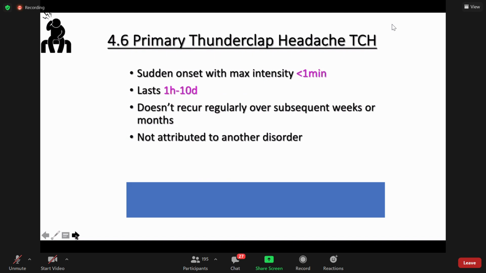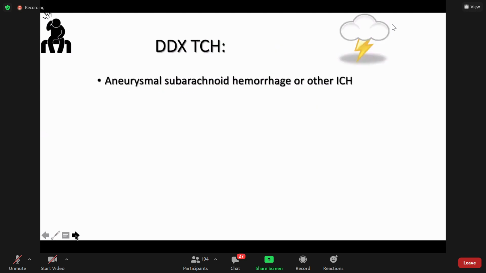Thunderclap headache. Thunderclap headache is something like a thunderbolt that comes over the head. It's a sudden onset with maximum intensity in about 1 minute, and it may last for 1 hour, and it may continue for 10 days and does not recur regularly, and it's not attributed to another disorder. Always we have to make sure that there is no underlying cause. So thunderclap headache, like lightning, aneurysmal subarachnoid hemorrhage is the first consideration.